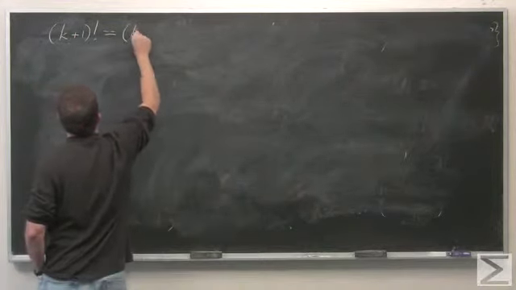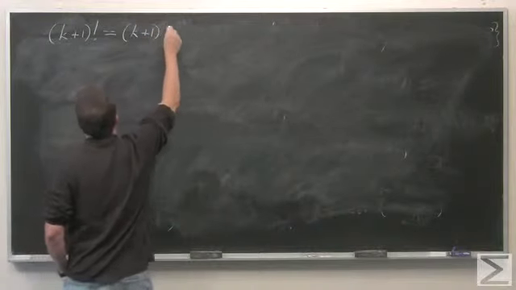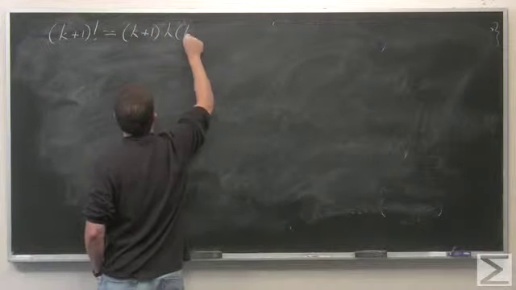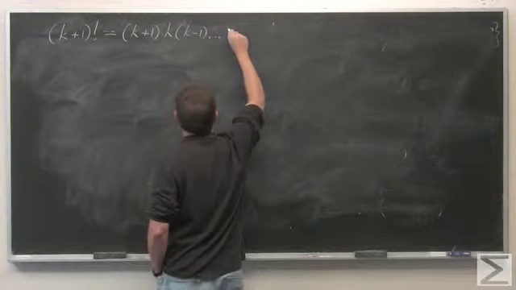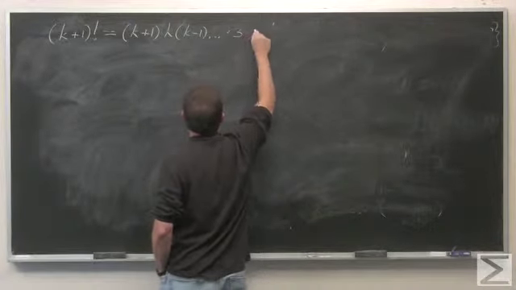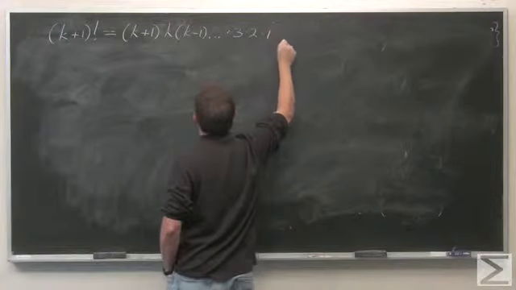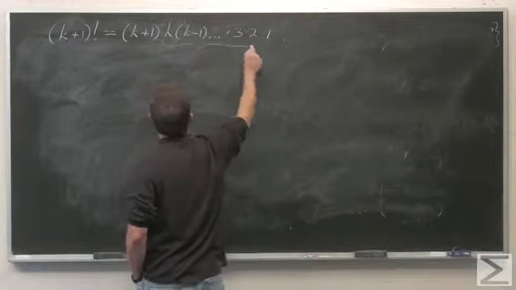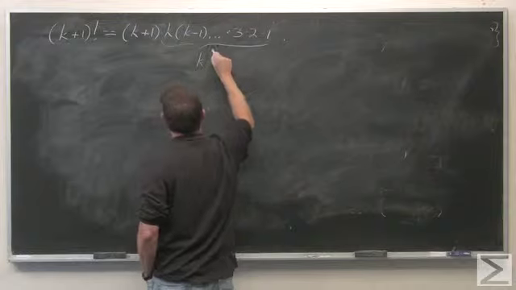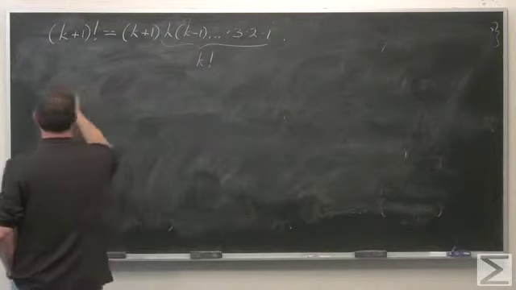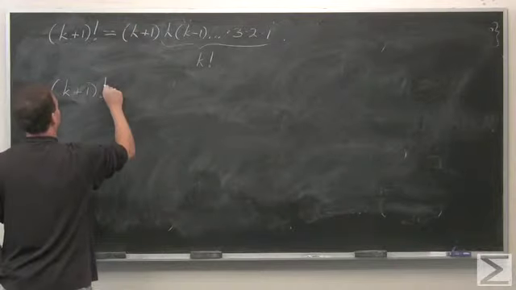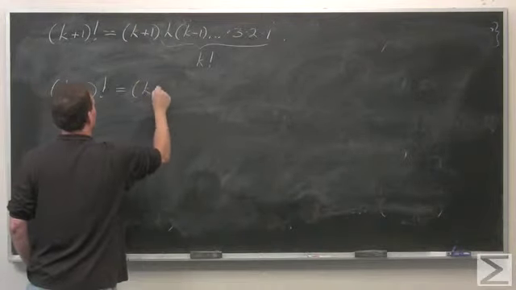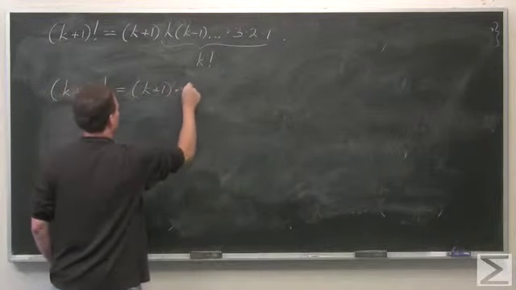k plus 1 factorial means k plus 1 times k times k minus 1, and you go down to times 3 times 2 times 1. Great. But this part is k factorial. And so the major iteration formula for factorials is that k plus 1 factorial equals k plus 1 times k factorial.